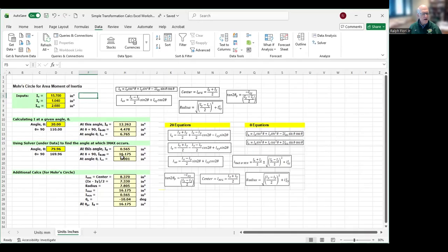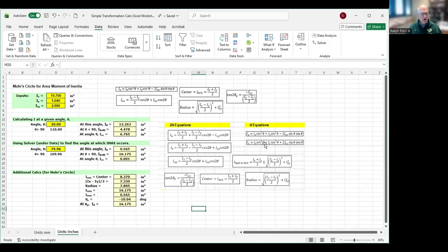I get the minimum. I get 0.565 as my minimum. This side is 80 degrees, so if I go 10 degrees clockwise, or negative 10 degrees, I should get the max. And if I go negative 10, which is what it says down here, I get the max. So these are ways you can use this sheet.